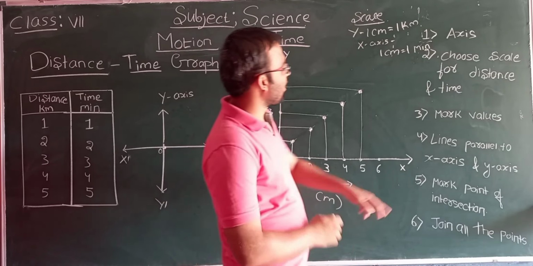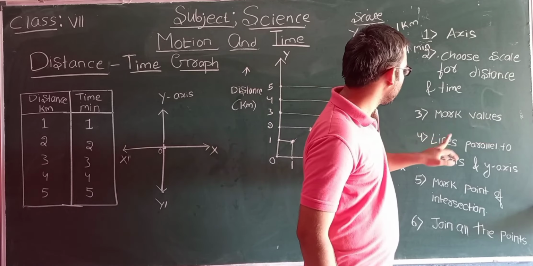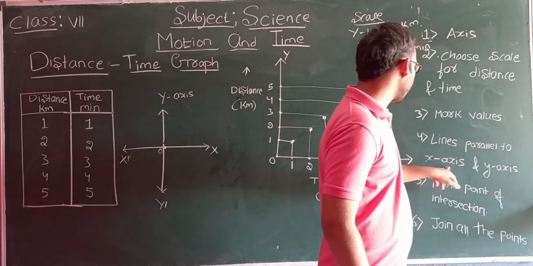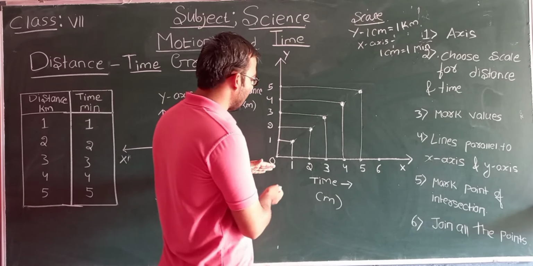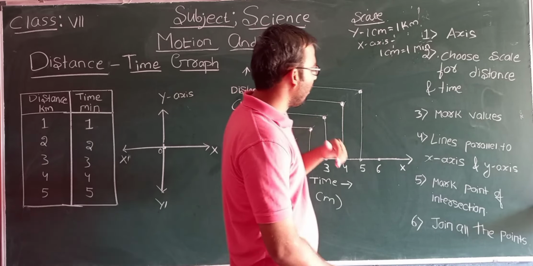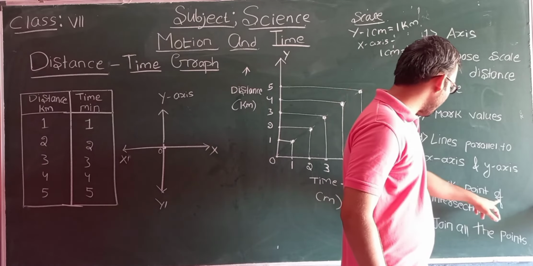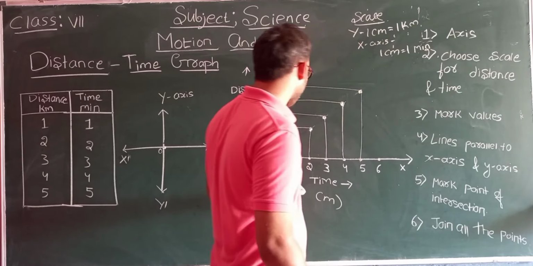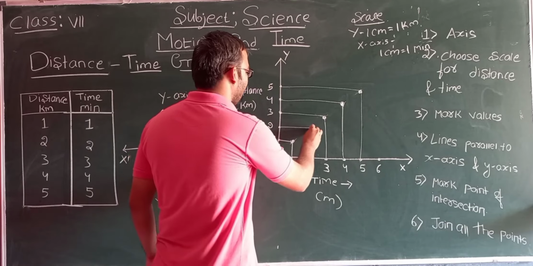Students, now what is next? Look at here, mark values. Next, draw lines parallel to the x-axis and y-axis. Okay, so we have drawn the lines parallel to the x-axis and y-axis. Next, mark the points of intersection. Okay, so we have marked the points of intersection.